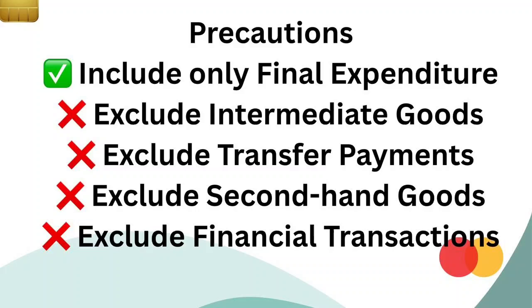Memory trick, remember, FIT SF. F, final good included. I, intermediate good excluded. T, transfer payment excluded. S, second hand goods excluded. F, financial transaction excluded. This acronym makes the precautions easy to revise before the examination.